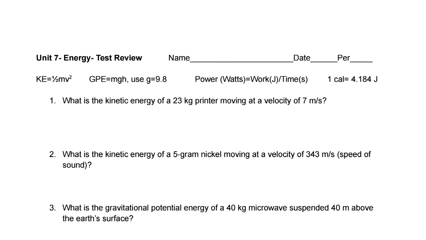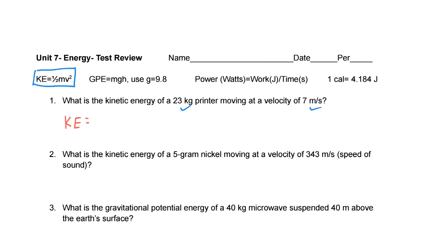What is the kinetic energy of a 23 kilogram printer moving at a velocity of 7 meters per second? So when we see kinetic energy, we'll go find our kinetic energy formula. We can plug just straight into this formula as long as our mass is given in kilograms, which it is, and our velocity is given in meters per second, which it is. So other than that, this is just making sure we evaluate this formula correctly and give the correct units.